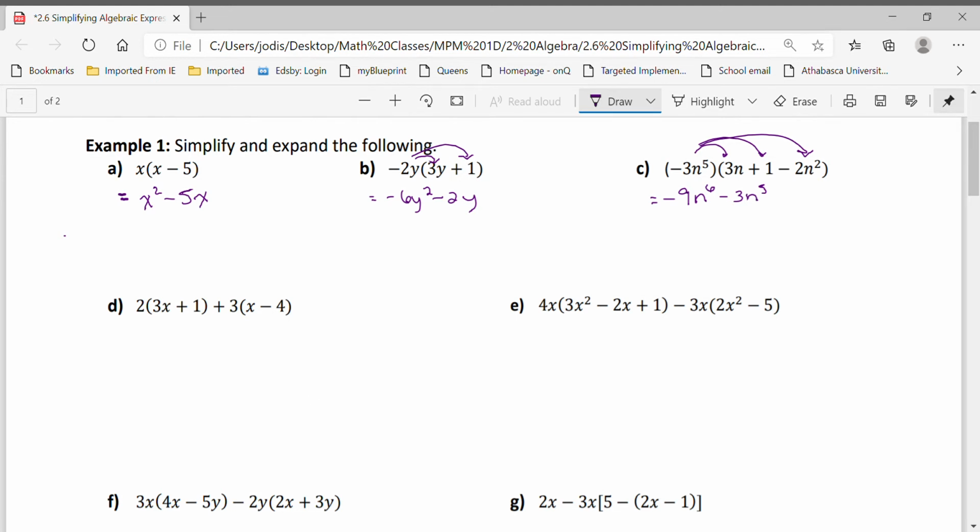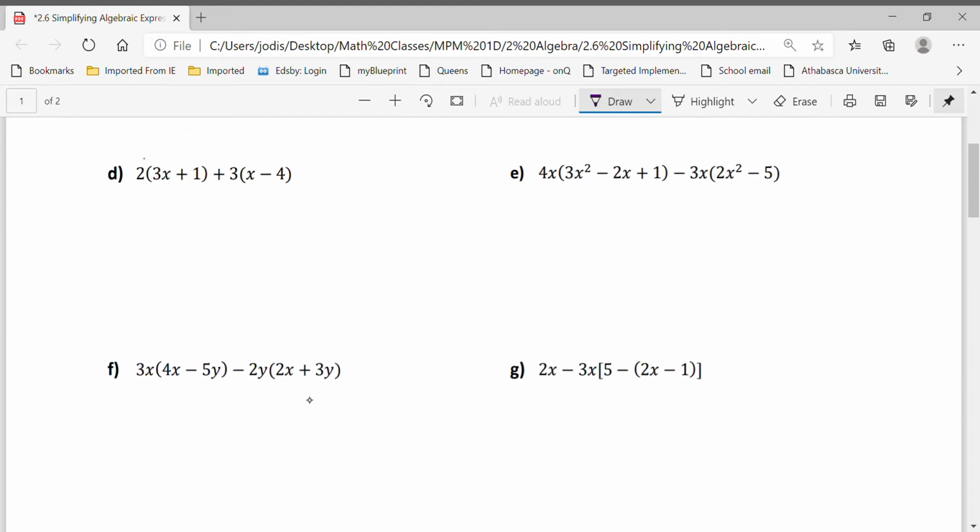And then -3n to the 5 times -2n squared. So negative and a negative is a positive. 3 times 2 is 6. And n, exponent rule, 5 plus 2 is 7. Okay, this one should be rewritten in the proper order. So 6n to the 7 minus 9n to the 6 minus 3n to the 5. So look out for little things like that.